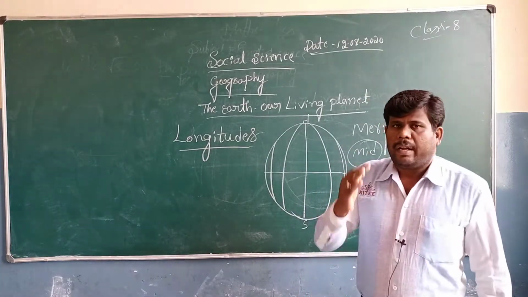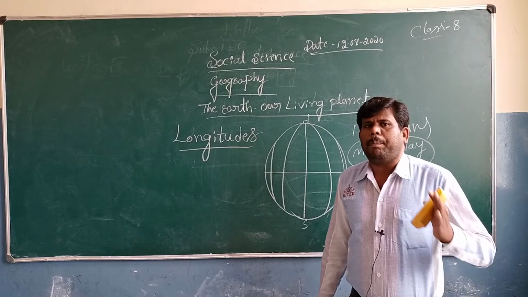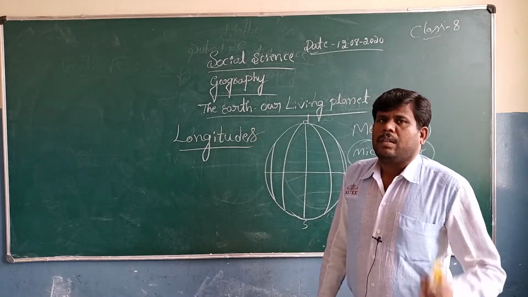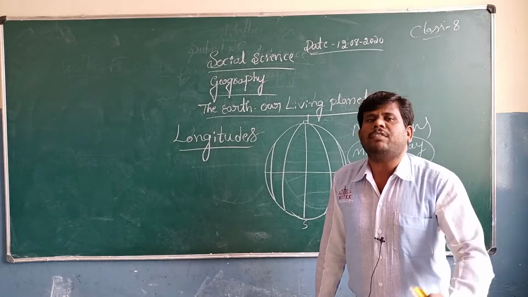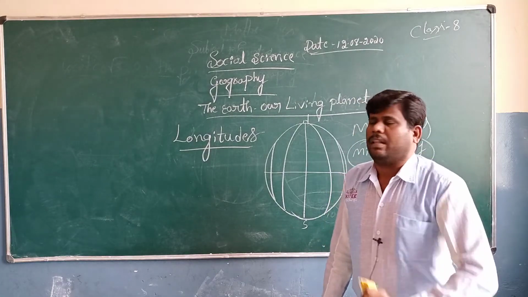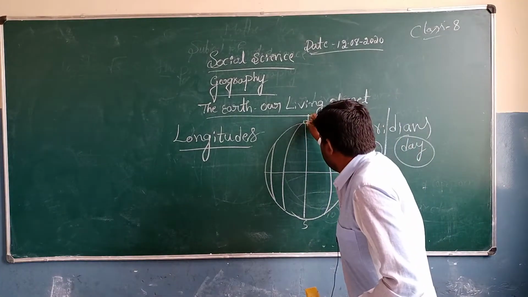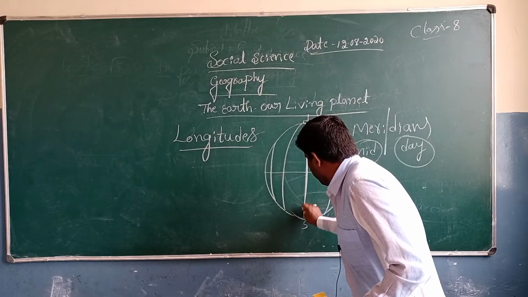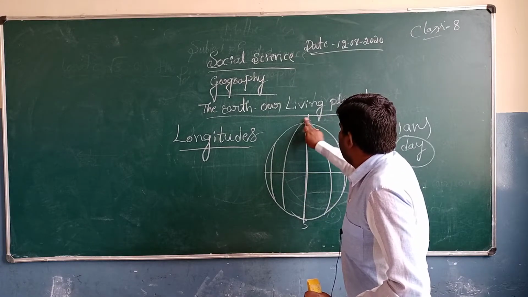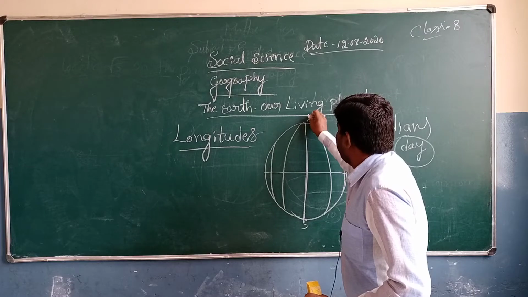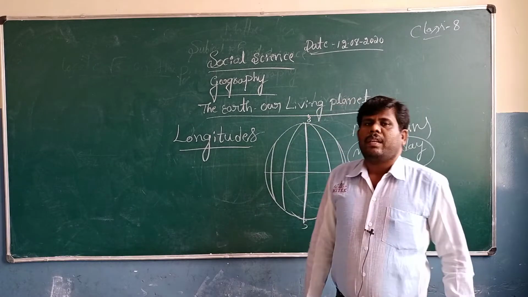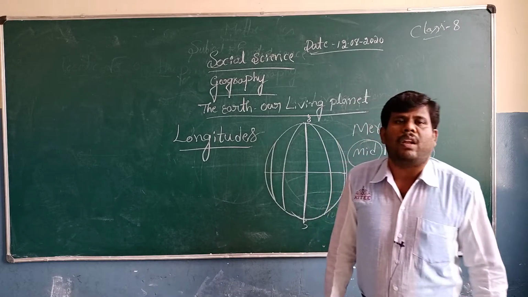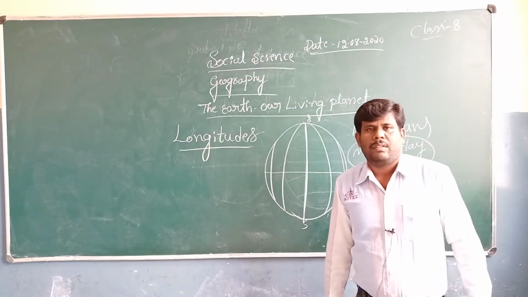Right? And next, the prime meridian. This line passes through Greenwich in London. This is the prime meridian. The measurement of this line is 0 degrees, and this line passes through Greenwich in London.